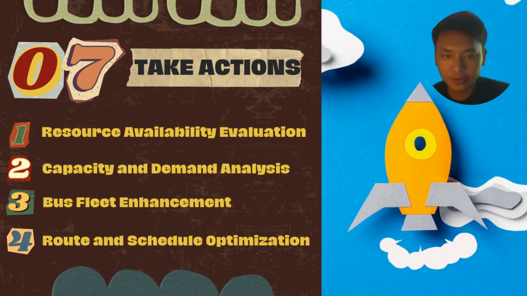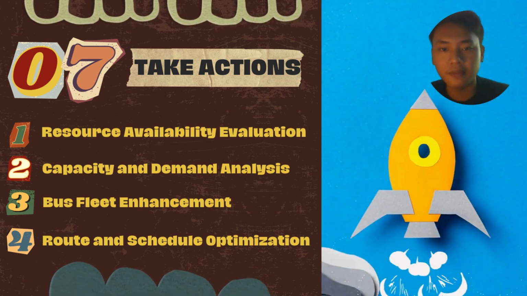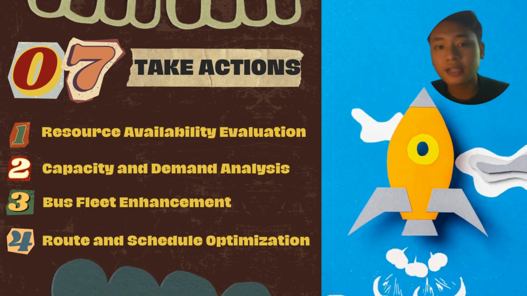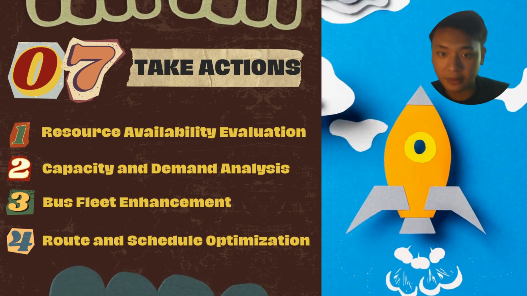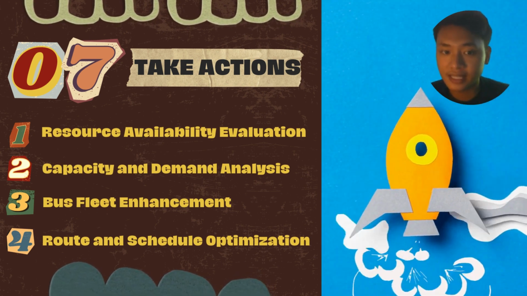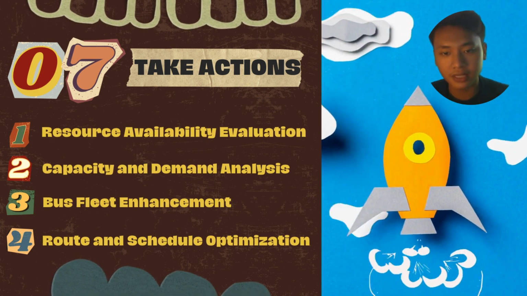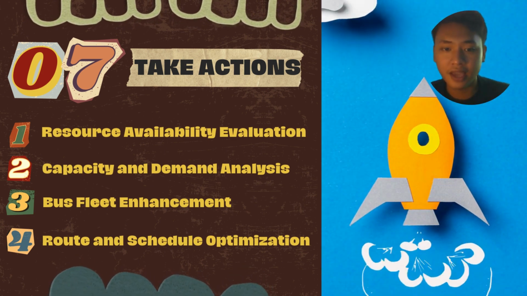Okay, now let's move to the last stage, which is stage 7. In stage 7, we will take action to implement the solution that has been proposed in the previous stage. Here is the implementation of the system methodology. Number 1 is resource availability evaluation, assessing resources like staff and fuel for adding buses. Number 2 is capacity and demand analysis, looking into the bus capacity and user needs.